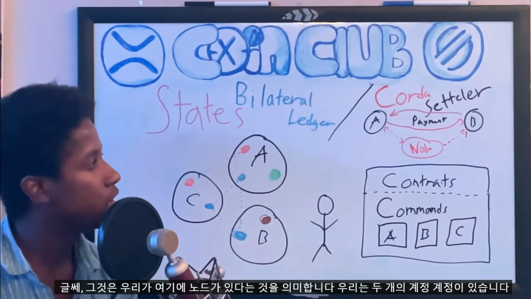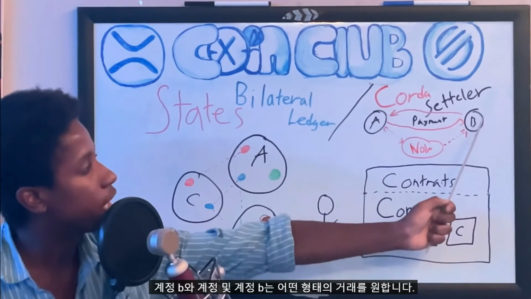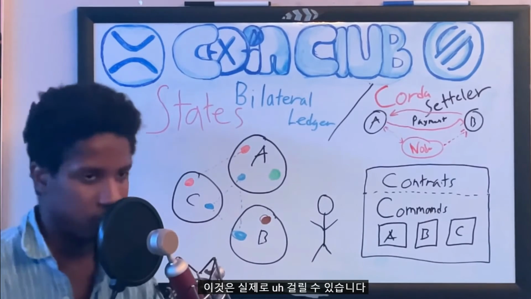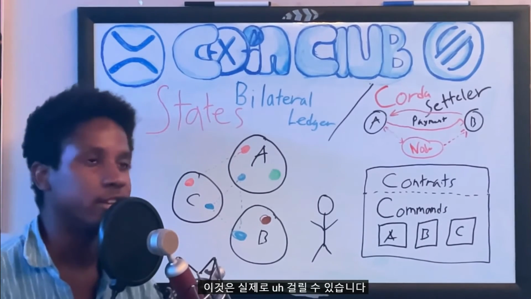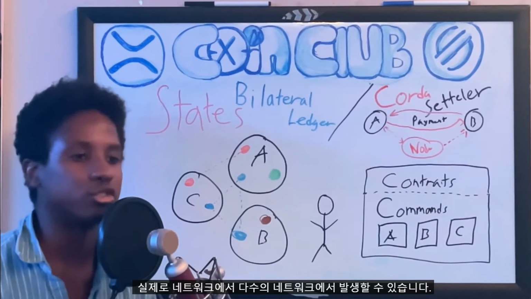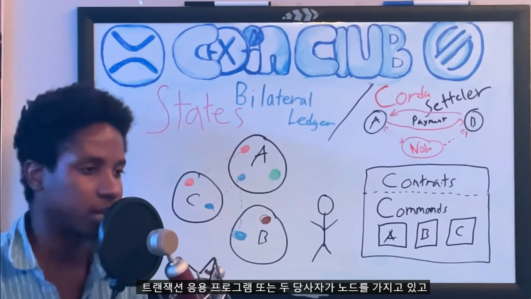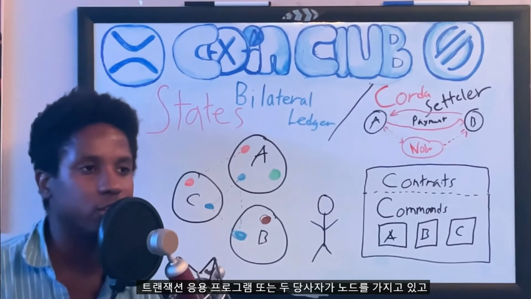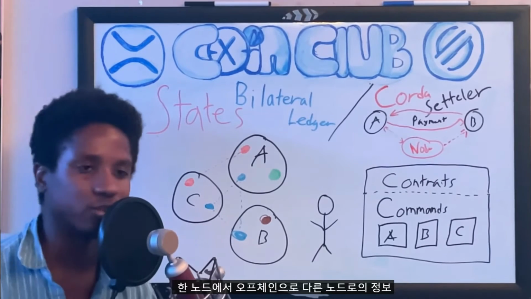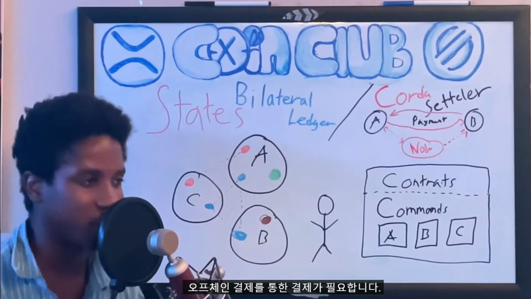So what does that mean? Well, that means we've got a node here. We've got two accounts, account A and account B. And account A and account B want to do some form of transaction with each other. And this may actually take place on the network in a multitude of different ways. Maybe one person has a node and they're doing some sort of transaction and application, or maybe two parties have nodes and they want to be able to send payment information from one node to another node with off-chain payment needs.